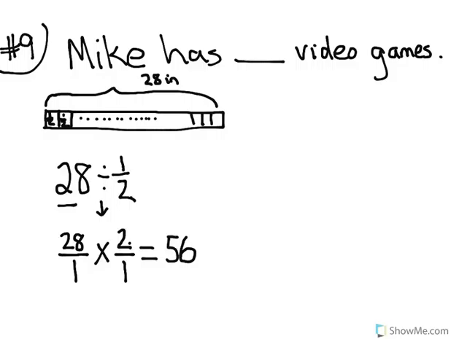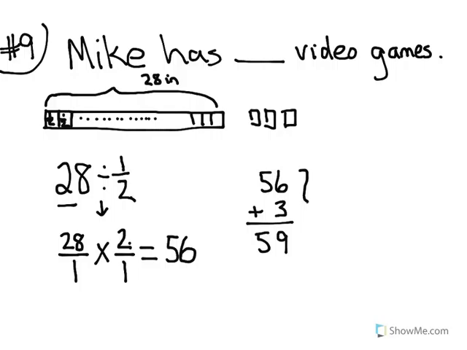But wait a minute. He filled more than one shelf. Remember, we want to go back and we want to reread and close read that problem. So he had that one shelf plus 3 video games on the other shelf. So he had 56 plus 3, which gives us 59.